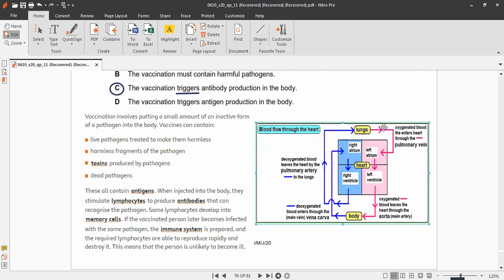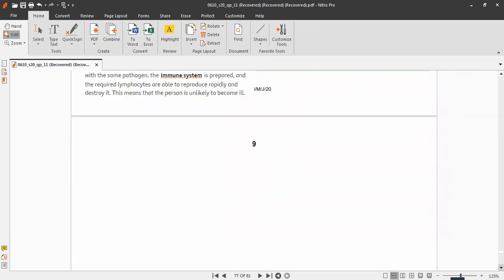Oxygenated blood enters the heart through the pulmonary vein, and the oxygenated blood leaves the heart through the aorta to the body, and deoxygenated blood enters through the main vein, the vena cava, to the right atrium.